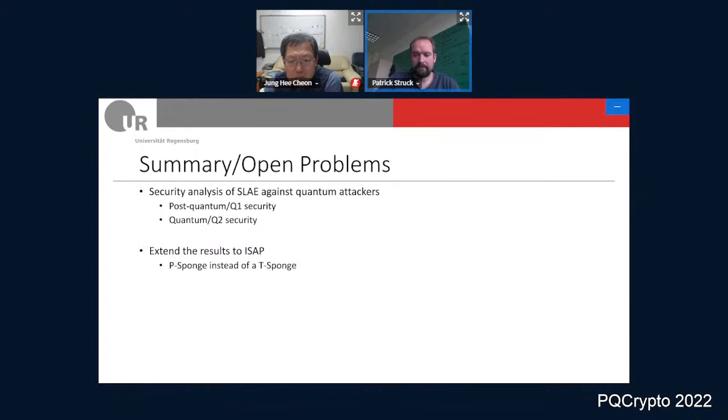Yeah, that's mainly the problem, the difference between the P sponges and the T sponges. And the other thing, as said from the design, initially the scheme was designed to withstand side channel leakage. And so far we have a proof against the side channel leakage, and now one for the post-quantum security.